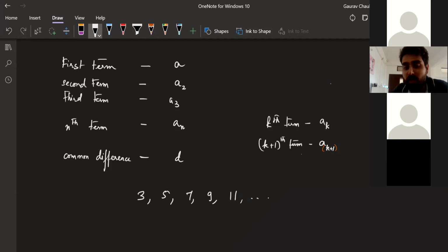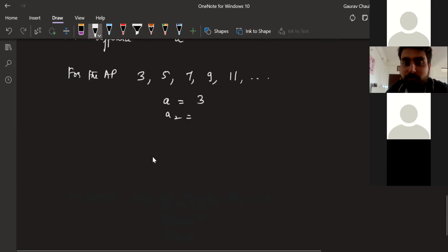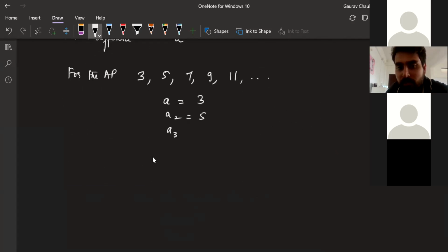Now, what is A1 here, Manasa? First term, sir, 3. What is A2 equal to? 5, sir. What is A3 equal to? 7. What is A4 equal to? 9. What is A5 equal to? 11, sir. Now, do you get what A4 plus 1 meant? Yes, sir.